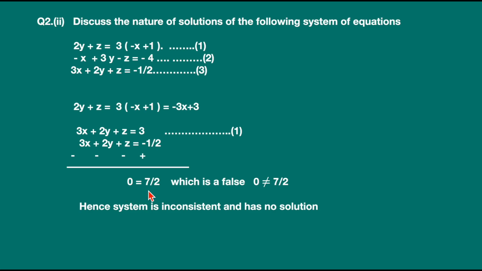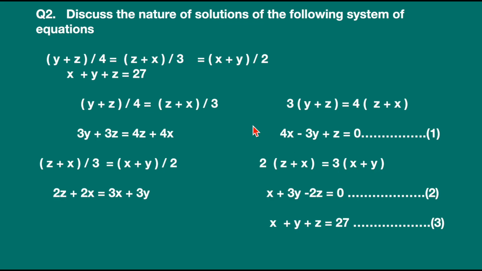Now 0 cannot be equal to 7 upon 2. This is a false statement. Hence the system is inconsistent and has got no solution. That means there are no values of x, y and z for which these equations will be true. So this has got no solution.